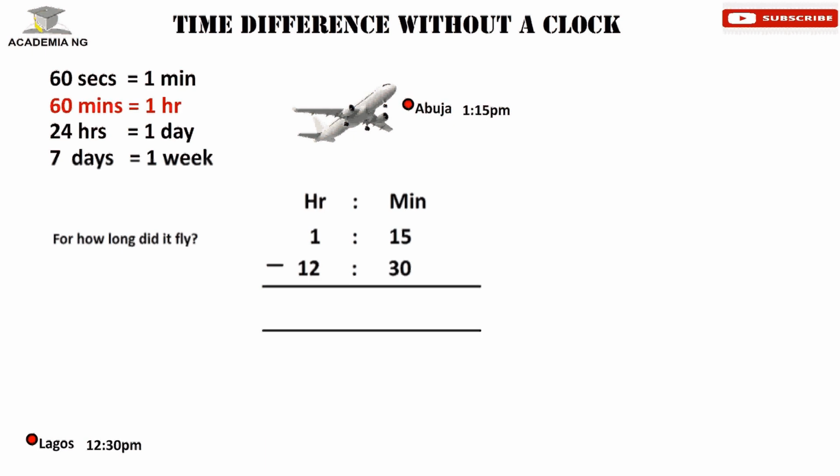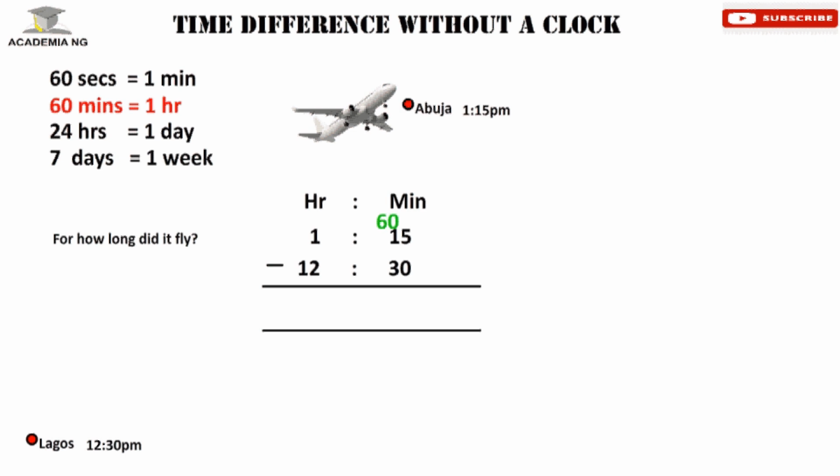If you look at the minute side, you will know straight away that 15 cannot minus 30 because 30 is greater than 15. Always observe the minute side before you start subtracting or adding. So what do we do? We borrow 1 hour from the 1 p.m. When 1 hour moves from the hour side to the minute side, it is converted to minutes and it becomes 60 minutes.